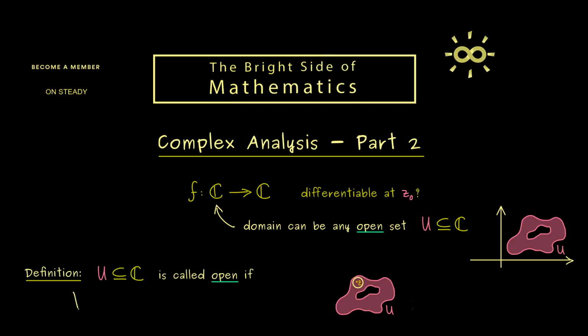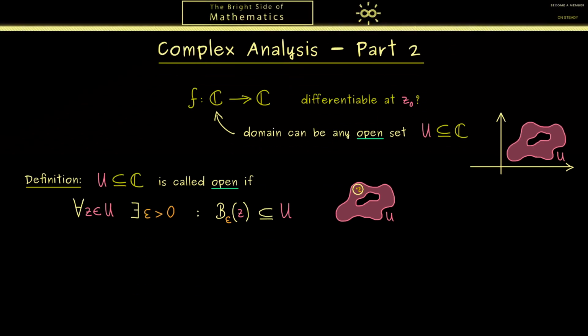So formally, we would write for all z in U, there exists an epsilon ball. And here you already know from the last video, the epsilon ball is denoted by B epsilon z. And now our claim here is this epsilon ball lies completely inside the set U. Okay, so this is openness for subsets of the complex numbers. One important example is of course the complex plane itself. Also, it's easy to show that every epsilon ball is open with this definition. Okay, other useful and important examples we will see later.